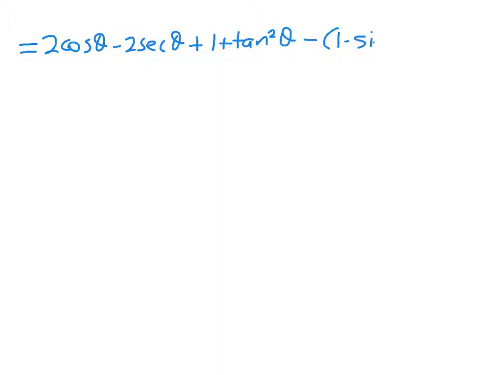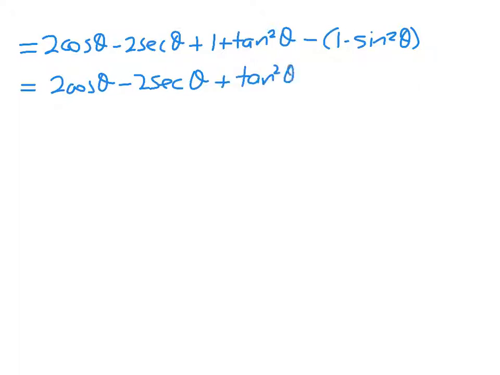Okay, so where have we got to? Well, we've got the line on the last page. We're going to replace the sec squared theta and the cos squared theta with their tan and sine squared equivalents. So we get 2 cos theta minus 2 sec theta plus 1 plus tan squared theta minus 1 minus sine squared theta. What does that give me? Well, it's nice. I get to this: 2 cos theta minus 2 sec theta plus tan squared theta plus sine squared theta.